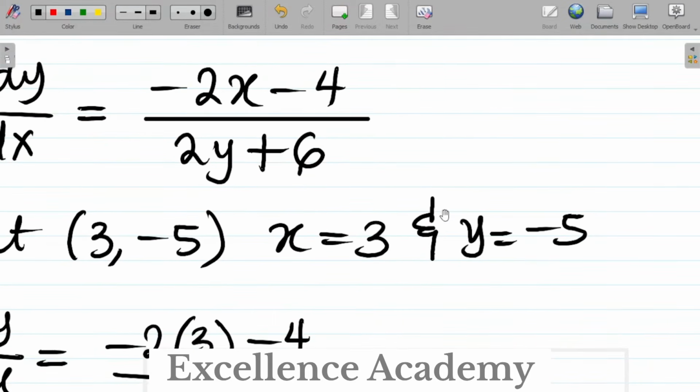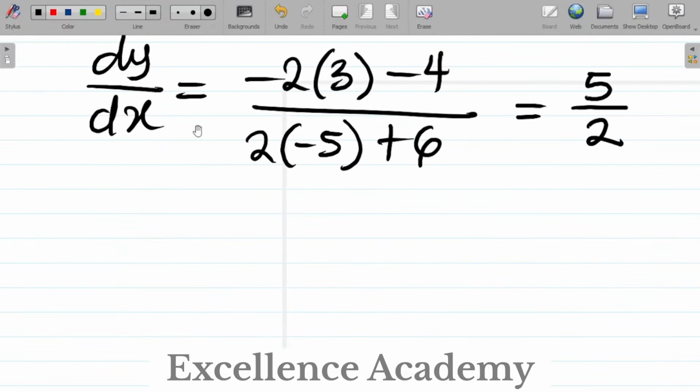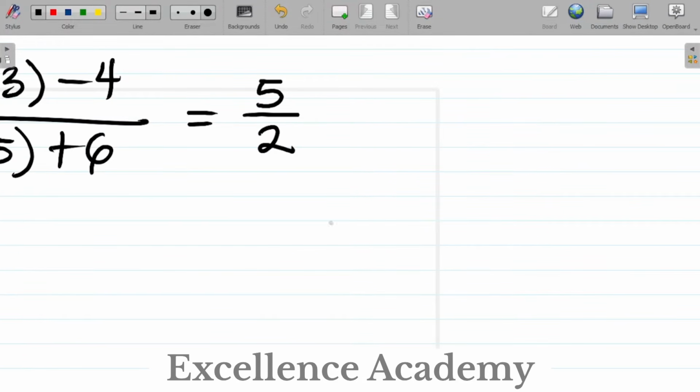All right, let's get our value. I'll just go straight to the final answer here. You can use your calculator and punch all of this in. Minus 2 times 3 minus 4, all over 2 into minus 5 plus 6. If you punch this correctly, your final answer will give you 5 over 2. What you have here is called the slope of the tangent. Note that.